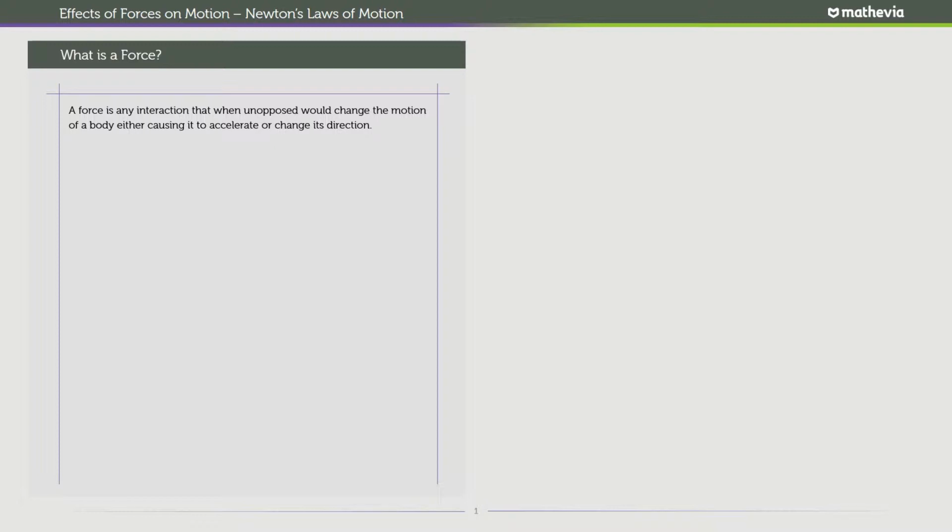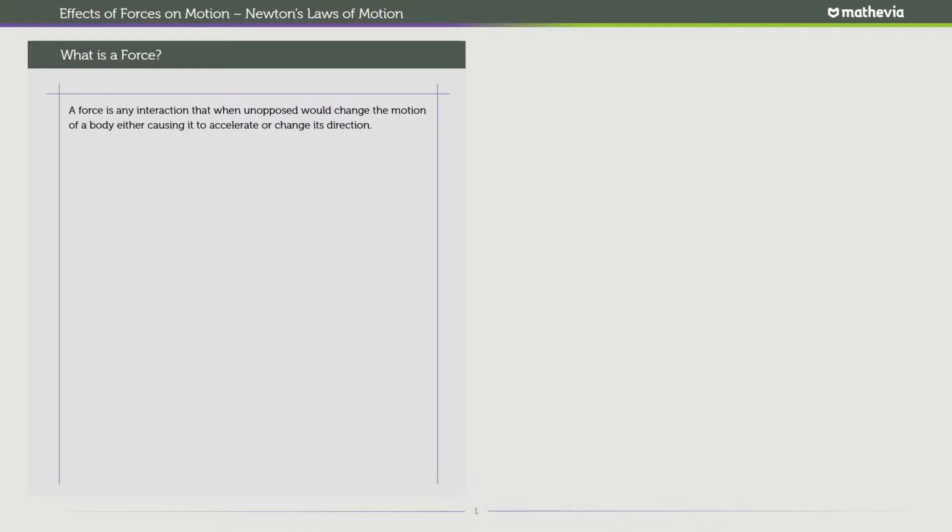Basically, if you have any object at all and you apply a force to it, you would obviously change it from a state of rest. You cause the object to accelerate, cause the object to move. Or let's say you have an object moving at uniform velocity in one direction. You apply a force, it still maintains that velocity but moves in a different direction. So basically, a force is any interaction that, when unopposed, will change the motion of a body, causing it to either accelerate or change its direction.